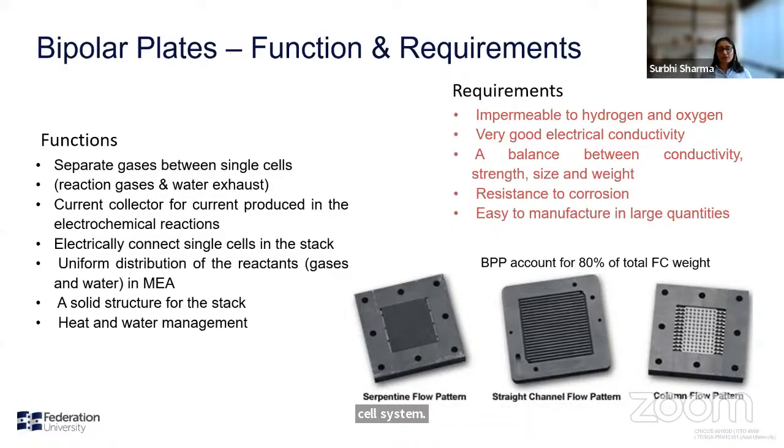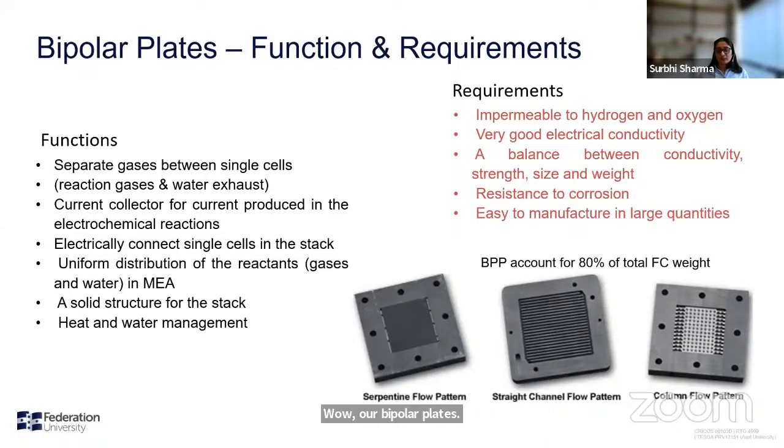So given all those functions, it needs to be impermeable to hydrogen and oxygen to prevent gas losses, and safe under emergency conditions, of course. It also has to be electrically conductive. And there needs to be a balance between the conductivity and its strength. It has to have some flexibility as well, some flexural strength, and the size and weight are also important, because that is what is adding the bulk to the cell. It also needs to be resistant to corrosion, because we can see that corrosion or degradation can happen because of the different fuel cell conditions present. And it needs to be cheap and easy to manufacture, of course. The images that you see are some of the very common flow field plates, or bipolar plates.